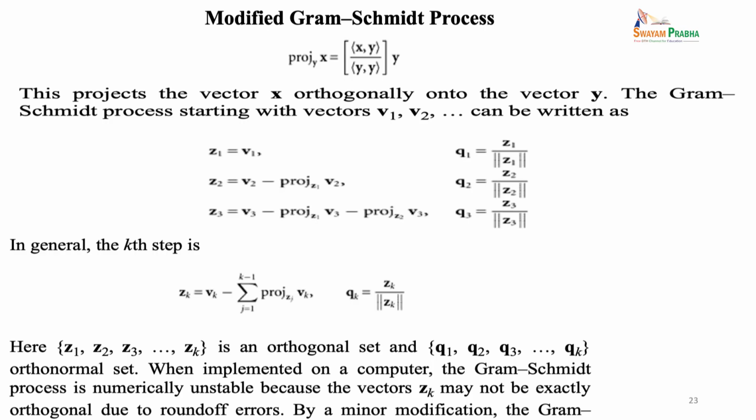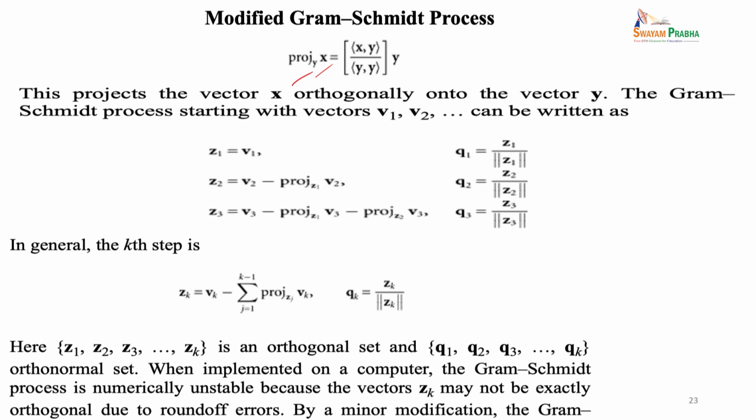Now, based on these rotation and translation ideas, we are going to apply the modified Gram-Schmidt process. Projection is important, and we already explained it: the projection of x over y equals the inner product of x comma y divided by the inner product of y comma y, times y. This projects the vector x orthogonally onto the vector y.